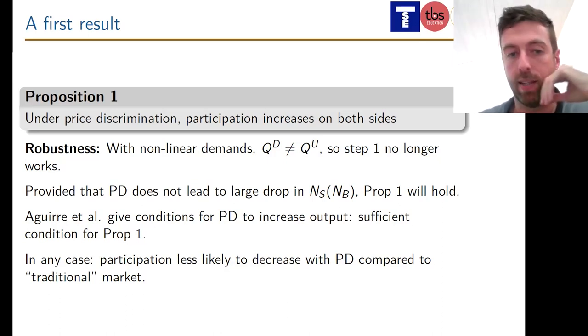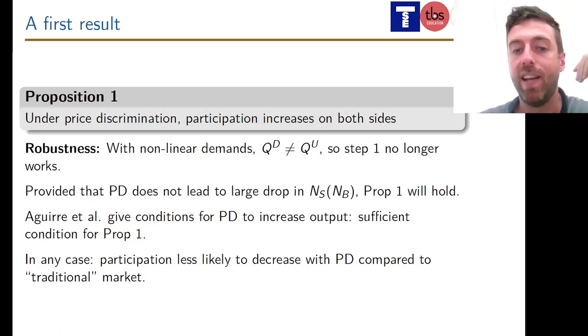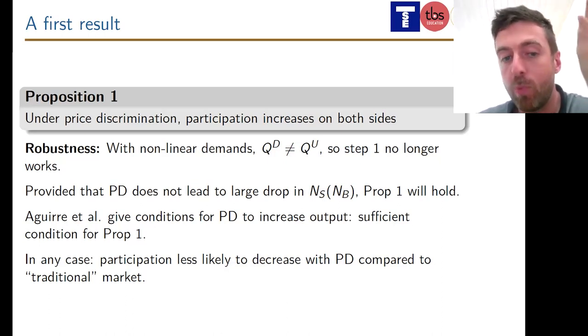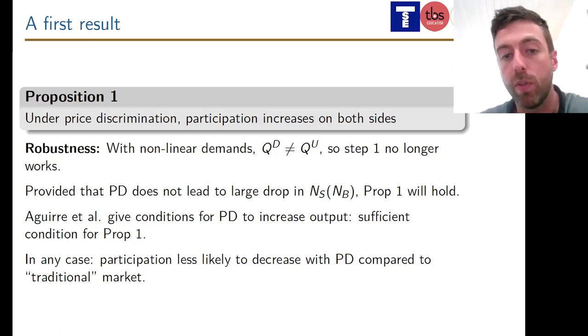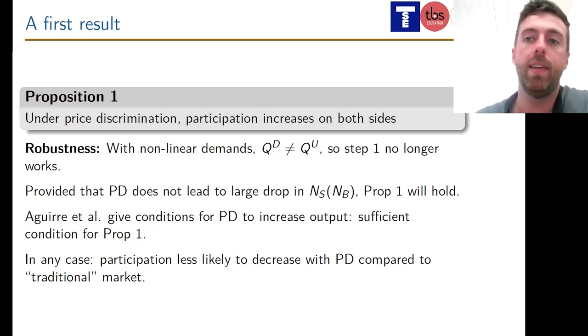But in any case, I think a more general point is that overall participation is less likely to decrease with price discrimination compared to traditional markets without network effects, right? So if we want to take really what is the robust insight, it's this one.